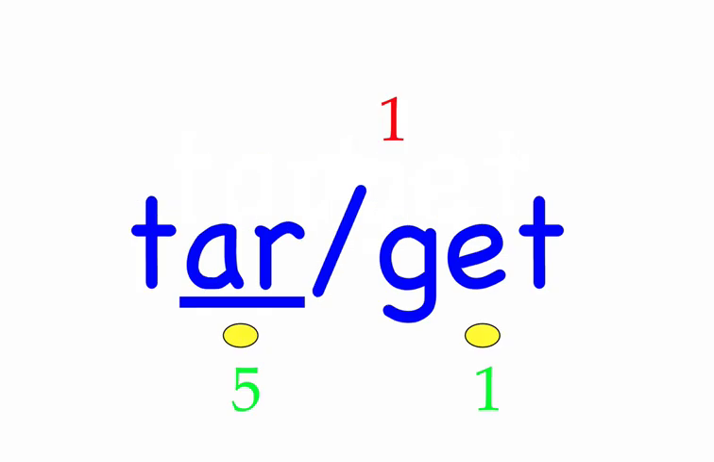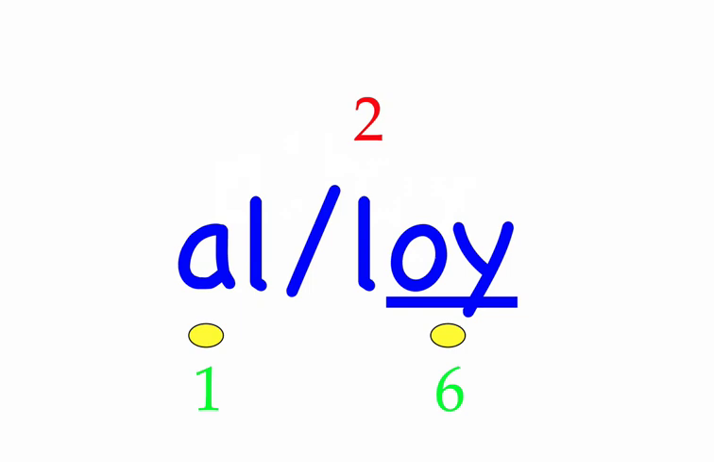Target. Alloy. An alloy is a mixture of metals. Alloy. Al, two sounds. A, ul. Loy, two sounds. Ul, oi. Alloy. Mark the word. Alloy.